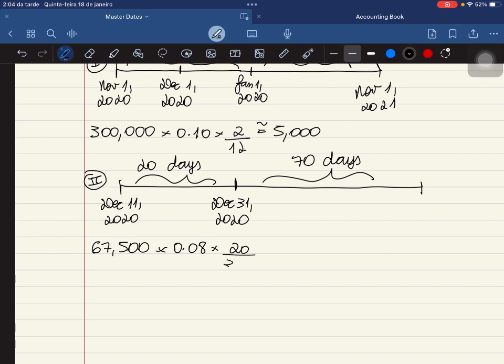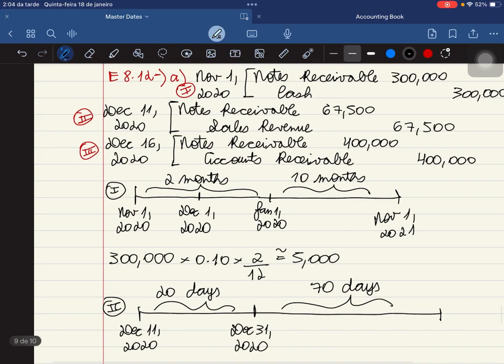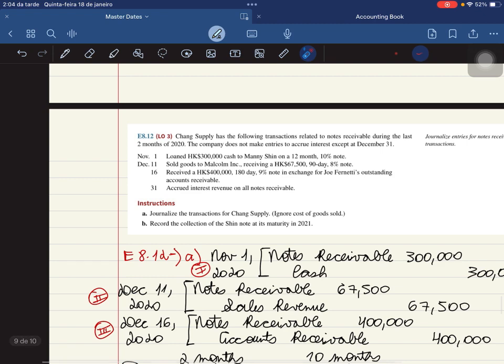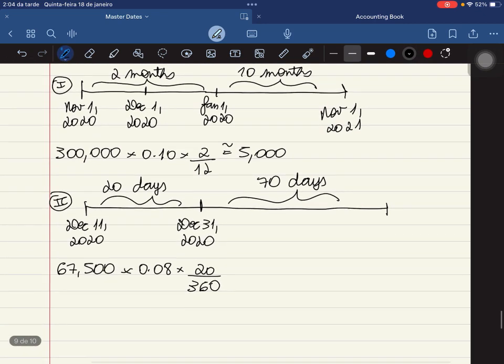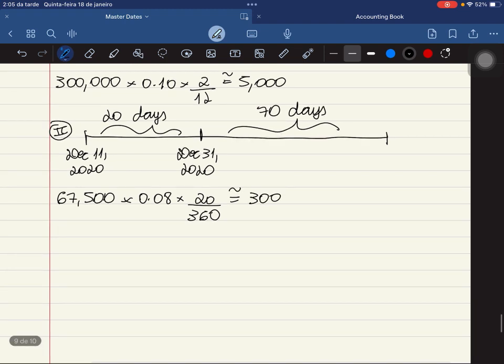And again, you see here, 360, even though this is a 90-day note. So just like I said, you just have to be careful with this part. It's not going to change regardless of how long the note is. That is approximately 300.